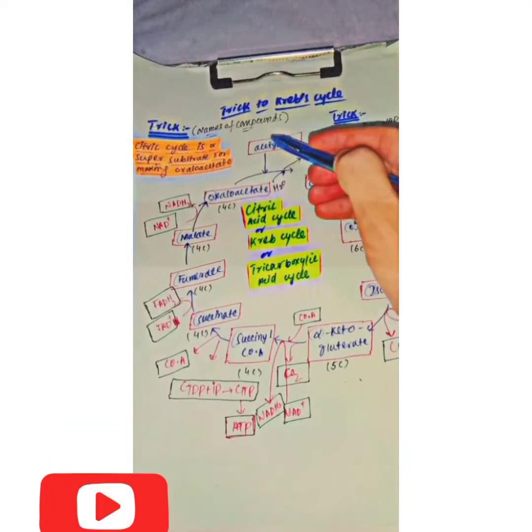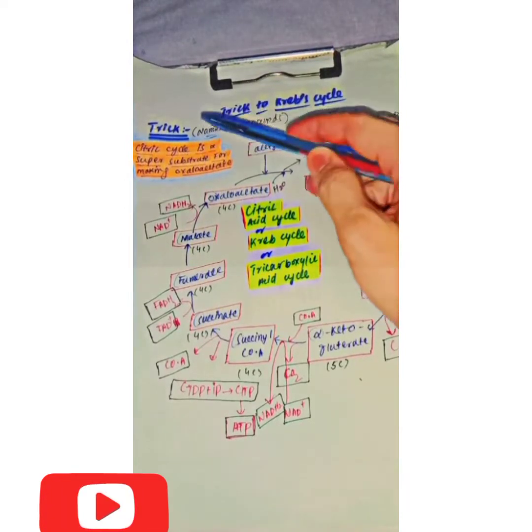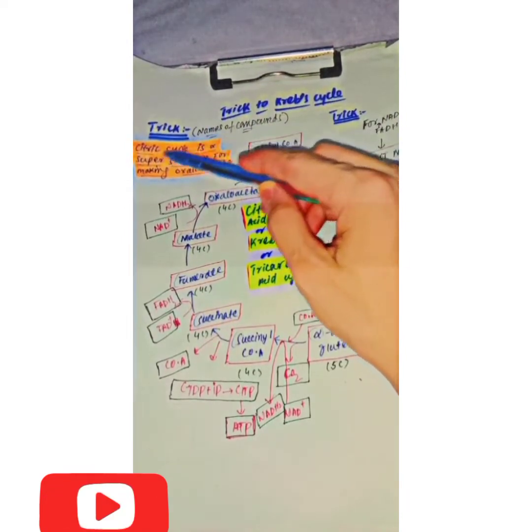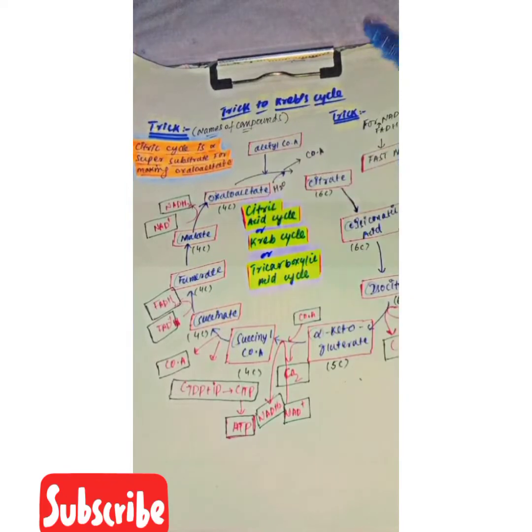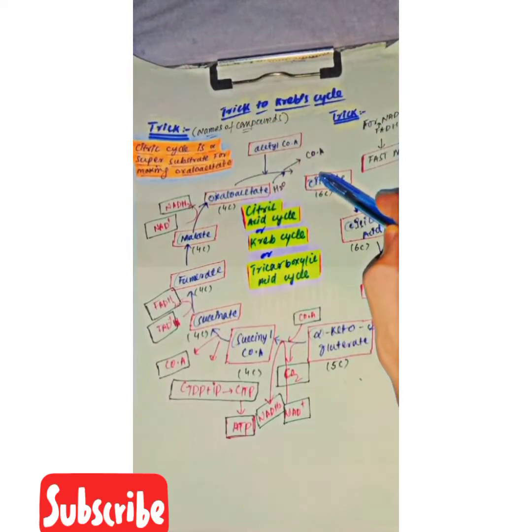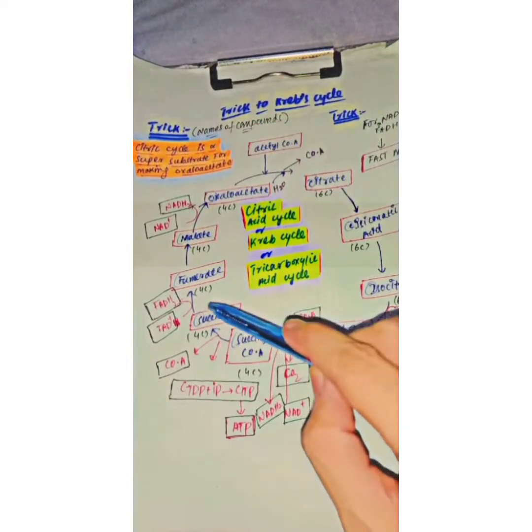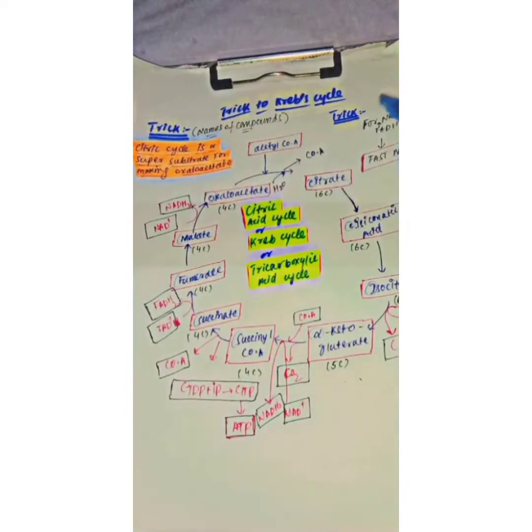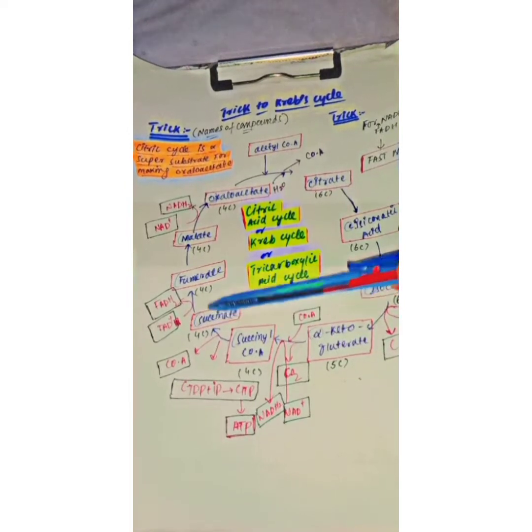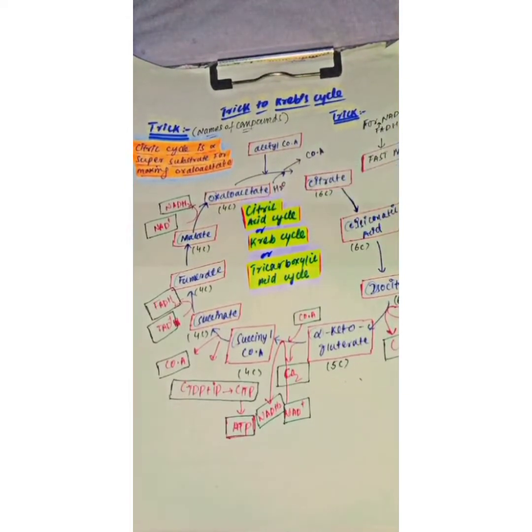So first, names of compound. There's a simple trick. Citric cycle is a super substrate for making oxaloacetate with the help of a mnemonic. So names of compound: citrate, isocitrate, alpha-ketoglutarate, succinyl coenzyme A, succinate, fumarate, malate, and oxaloacetate.